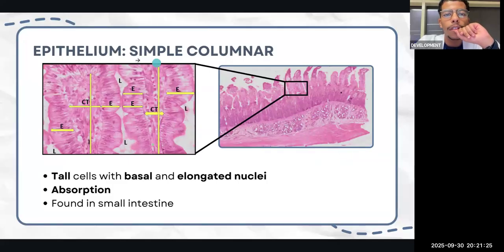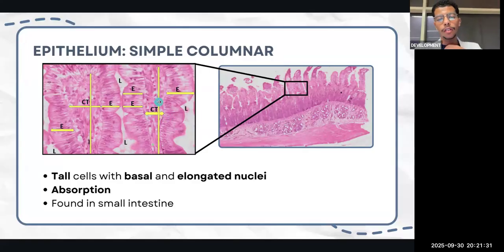Next up, we have simple columnar. This one actually came in our exam, and simple columnar cells are used for absorption. For us to absorb as much as possible and make it a lot more efficient, we need to have the maximum amount of surface area. For that, we have structures called microvilli, which I'm going to show you in the next slide. But first, to identify simple columnar, the cells are quite tall, actually.